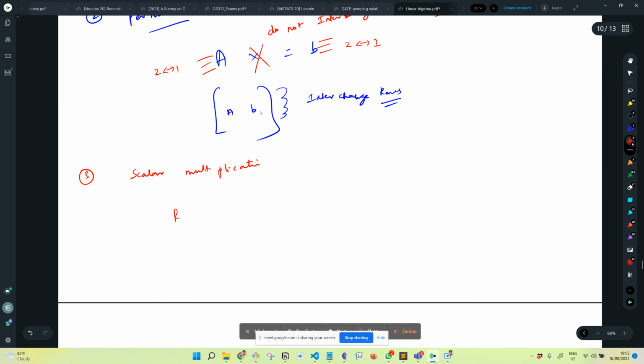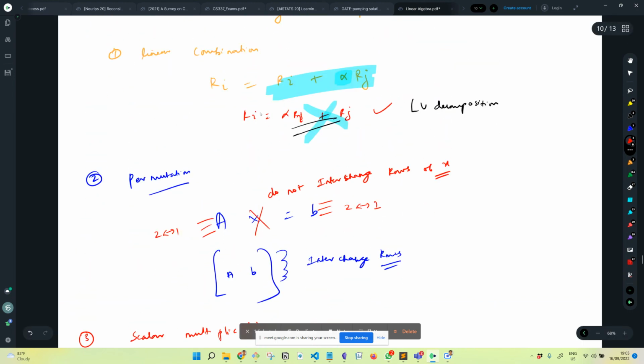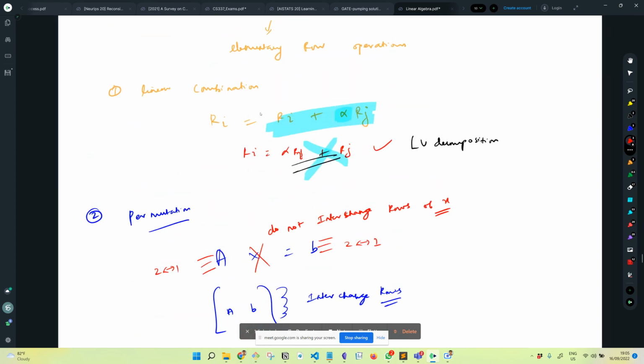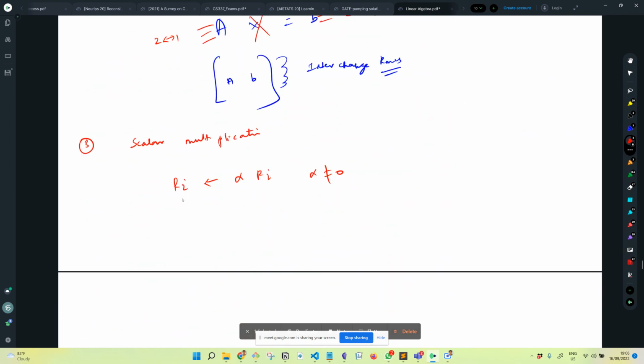What is scalar multiplication? Ri equals alpha times Ri, and alpha should not be equal to 0. Now given a matrix, you will apply one or many of these operations in a sequence to obtain a matrix in this structure. Now what is the pseudocode for a procedure you will follow?